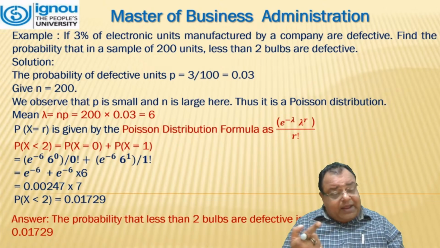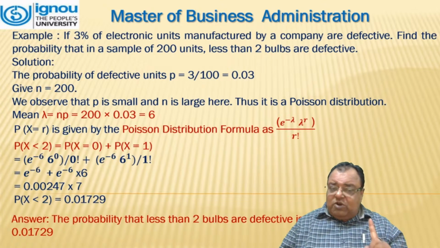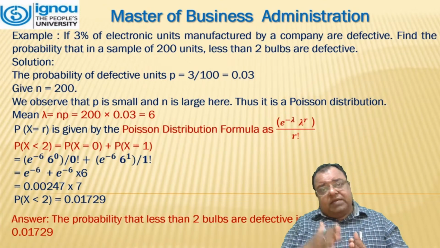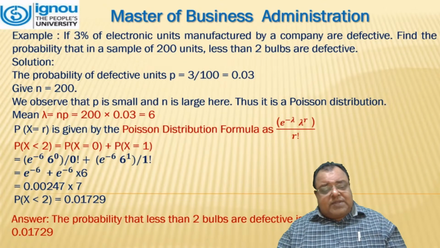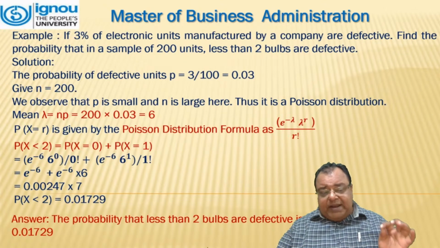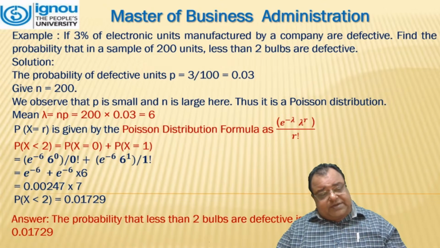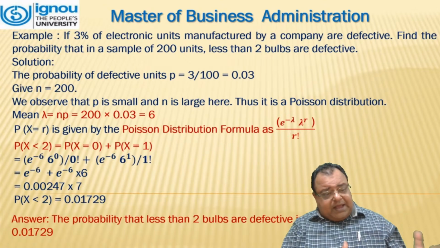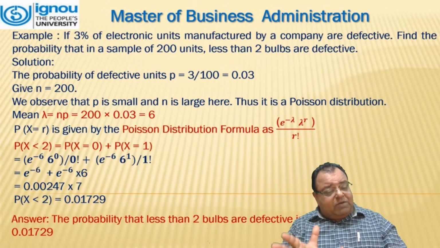6 raised to the power e raised to the power minus 6 into 6 raised to the power 1 divided by 1 factorial. Your 0 factorial is 1, and any number with power of 0 is 1. That means you are going to get e raised to the power minus 6 plus e raised to the power minus 6 into 6. We will be taking e raised to the power minus 6 as common. So it will be within brackets 1 plus 6, that will be equal to 7.